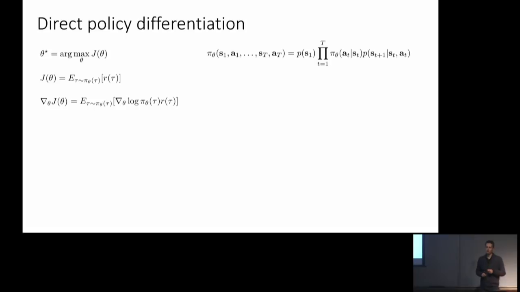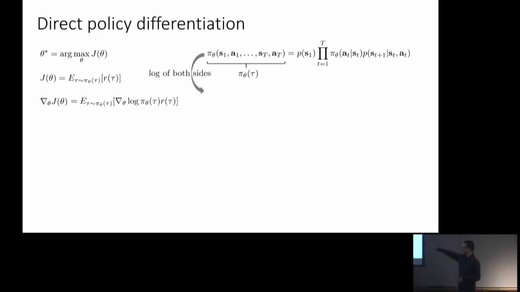So to get started on that, we have to write out what pi of tau actually is. Tau is just shorthand for a sequence of actions and states. So tau is just S1, A1, S2, A2, etc. until you get to ST, AT, which, as we saw before, is just this huge product of the probability of the initial state times the product for every time step of pi of A given S times P of S prime given S comma A. So this is just what I'm calling pi of tau.